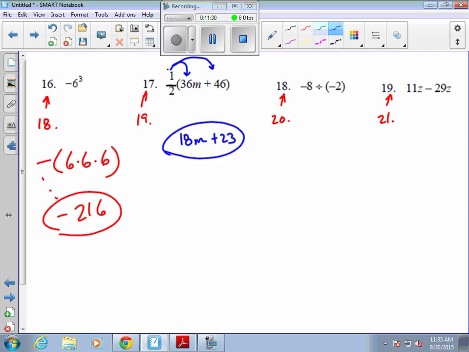Negative 8 divided by negative 2. Same sign. A negative divided by a negative is a positive. 8 divided by 2 is a positive 4.